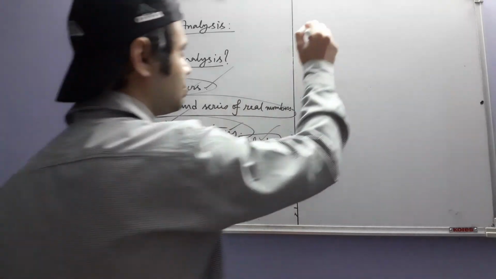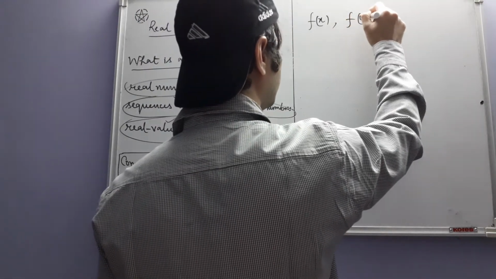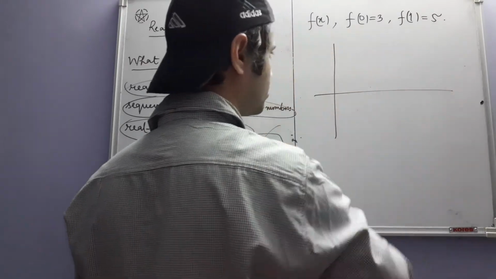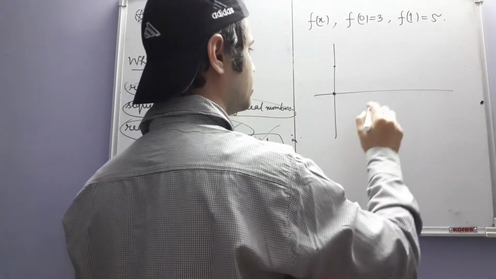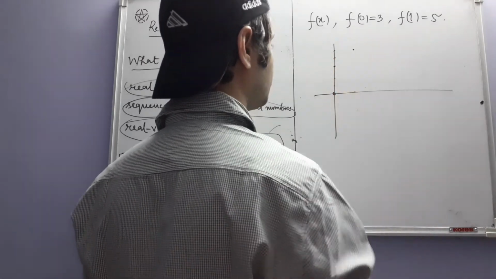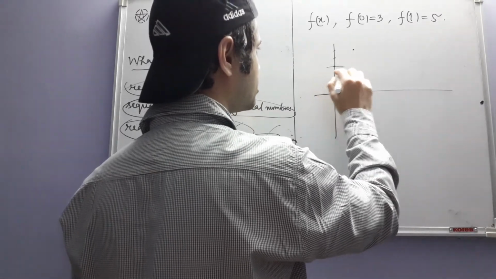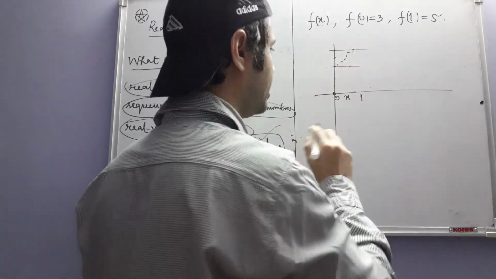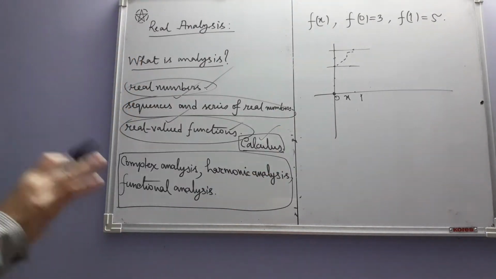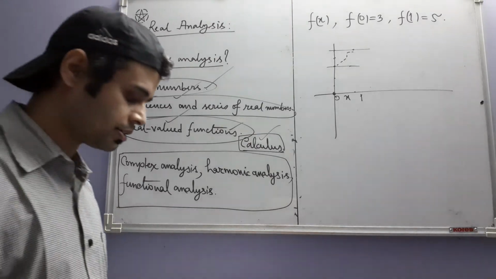And say we have a real valued function f(x), and it takes the value 3 at 0, and it takes the value 5 at 1. If you draw the graph of the function, at 0 the value is 3 say, and at 1 it is 5. Then when x lies between 0 and 1, is it necessary that the function will take all the values between 3 and 5? That is another very important question. All the intermediate values between 3 and 5. If so, in what condition, or is it always the case? So these are some of the problems that we are concerned about in real analysis.